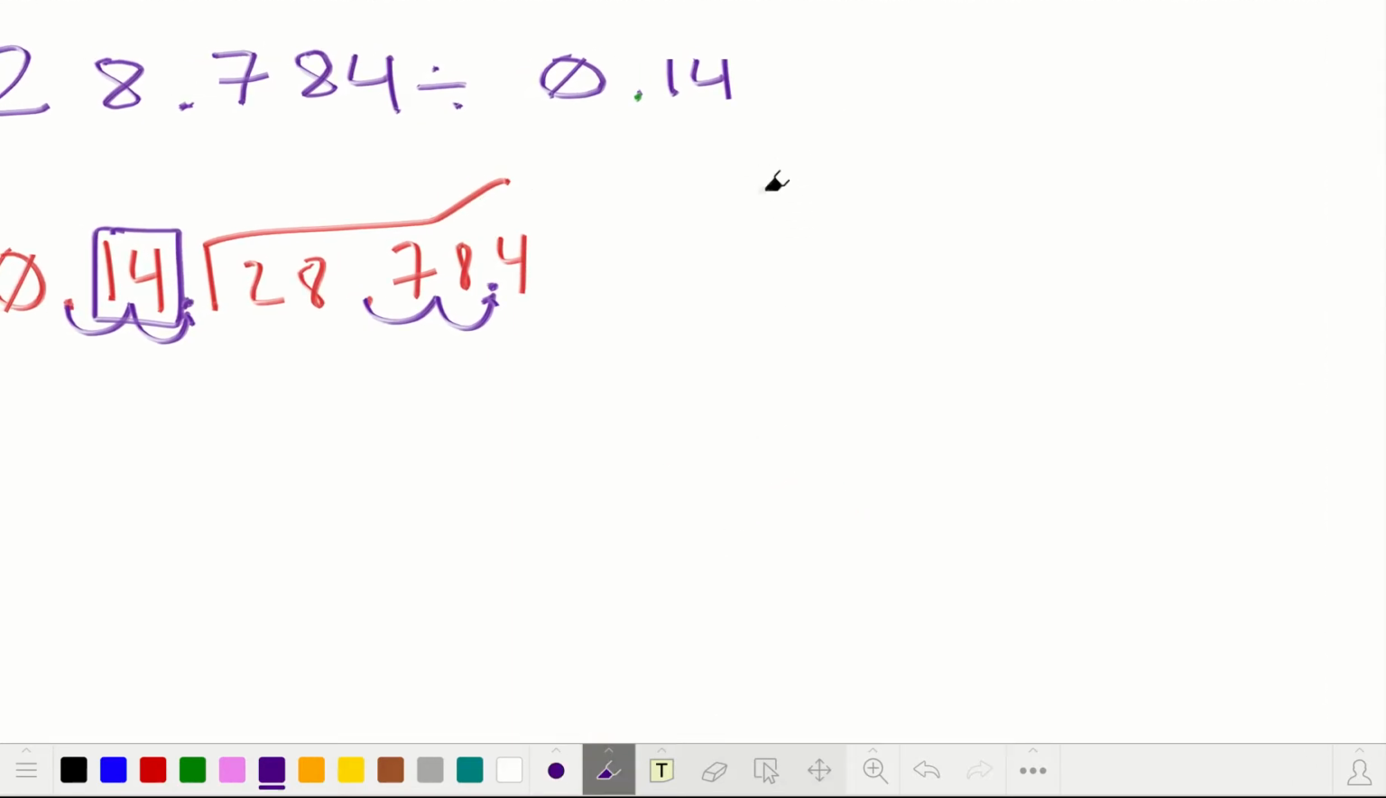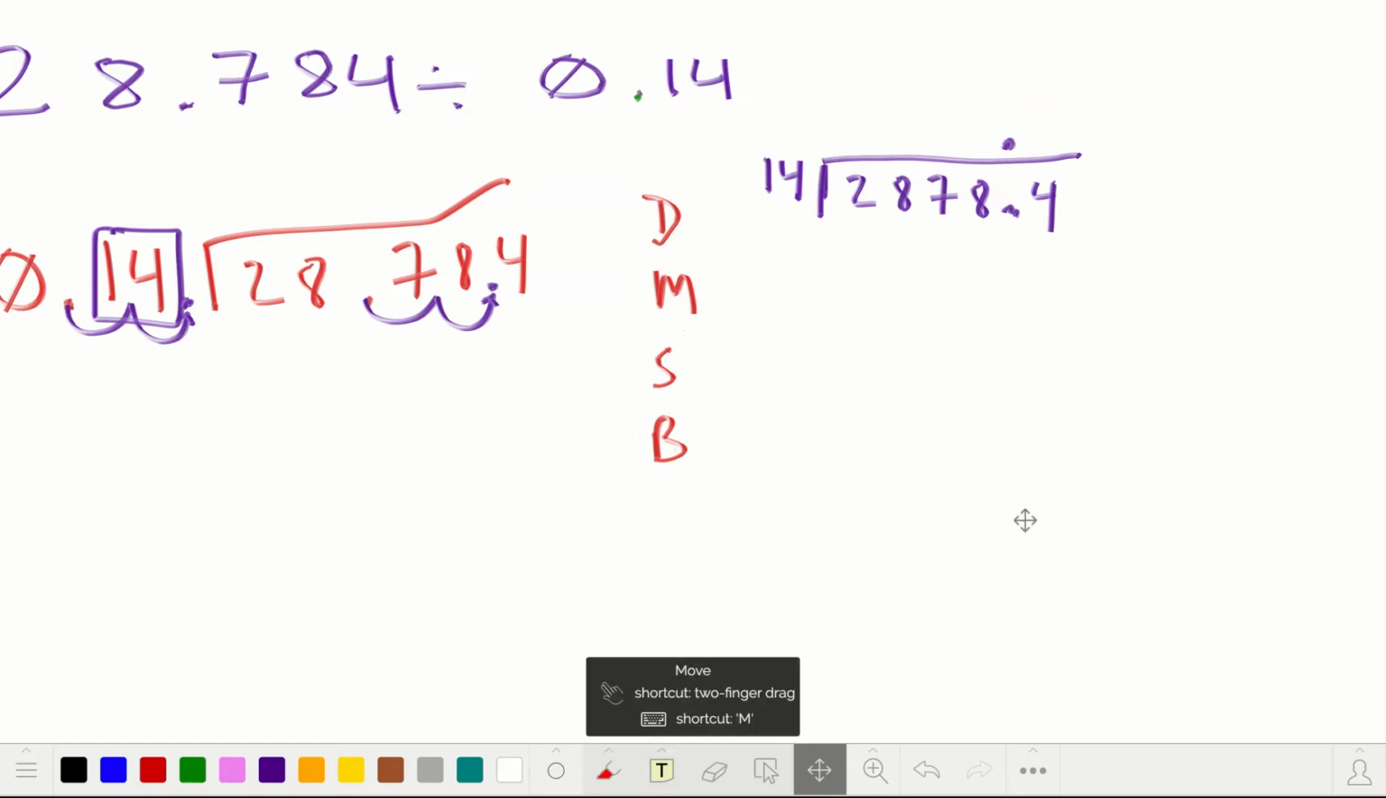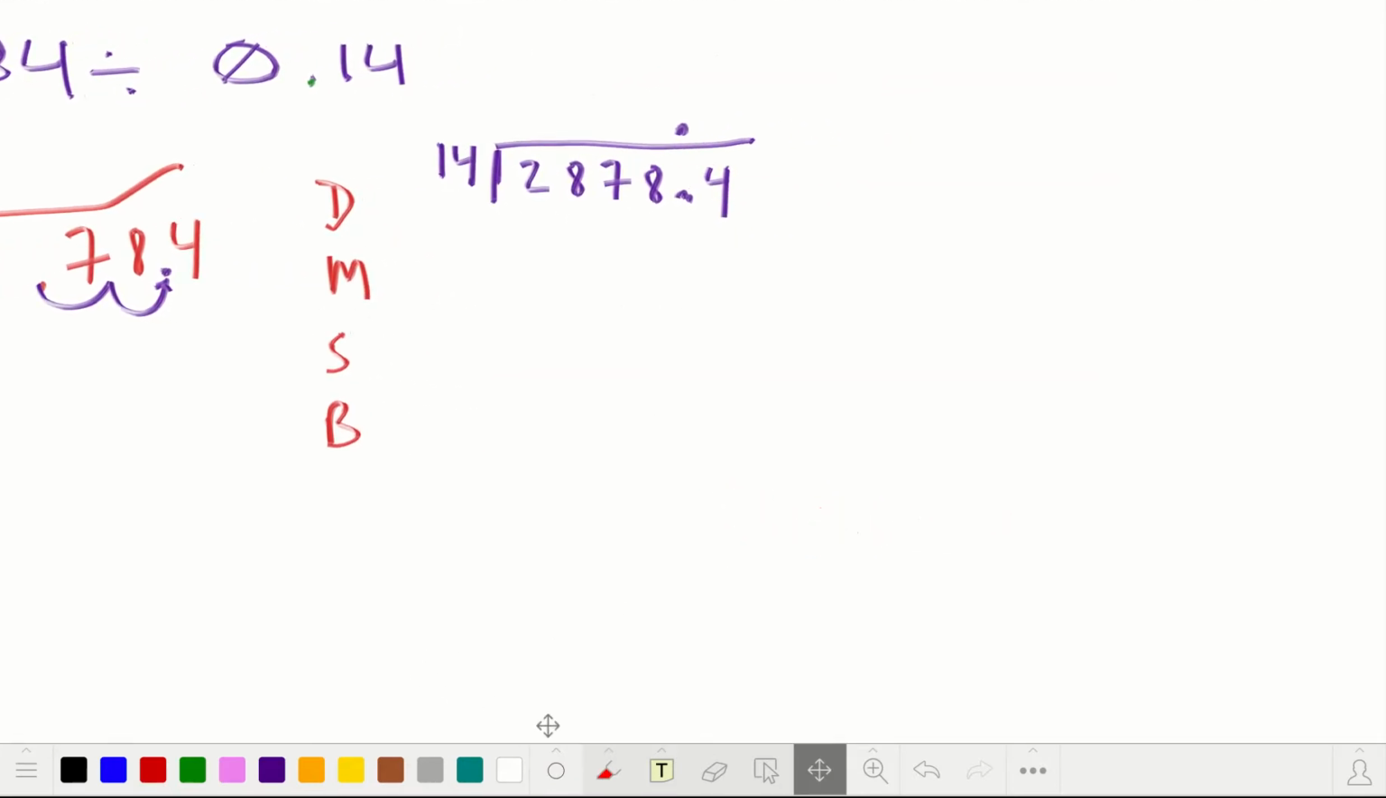So on the outside, I have 14. On the inside, I have 2,878.4. Now I can move this decimal point up right here and have it ready for my problem. I'm going to write the steps of division as always, just so that I have a guide: divide, multiply, subtract, and bring down. Now, this is where the cheat sheet comes in real handy.